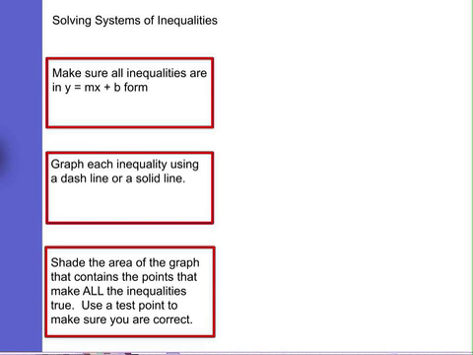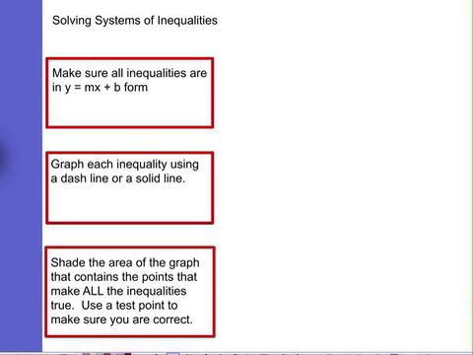When it comes to actually graphing systems of inequalities and using a graph to solve them, first step, make sure all the inequalities are in y equals mx plus b form, the slope-intercept form. Or in other words, get y by itself. The only time we get x by itself is when x is the only variable available.